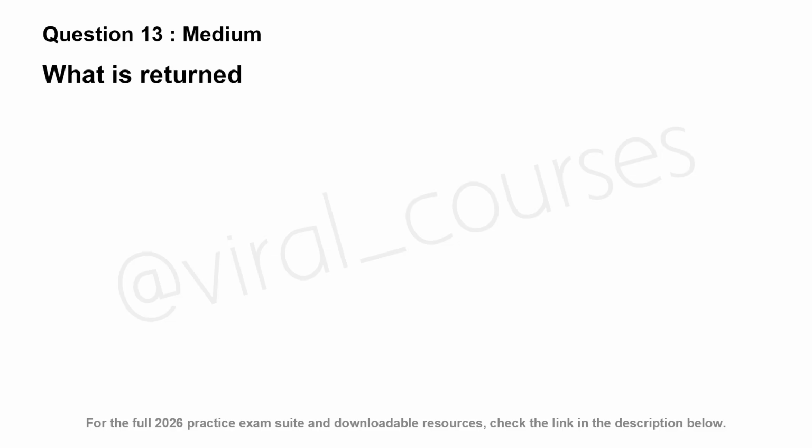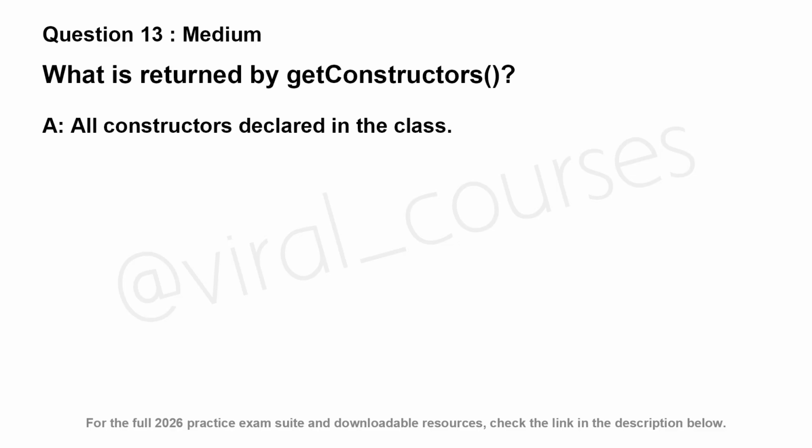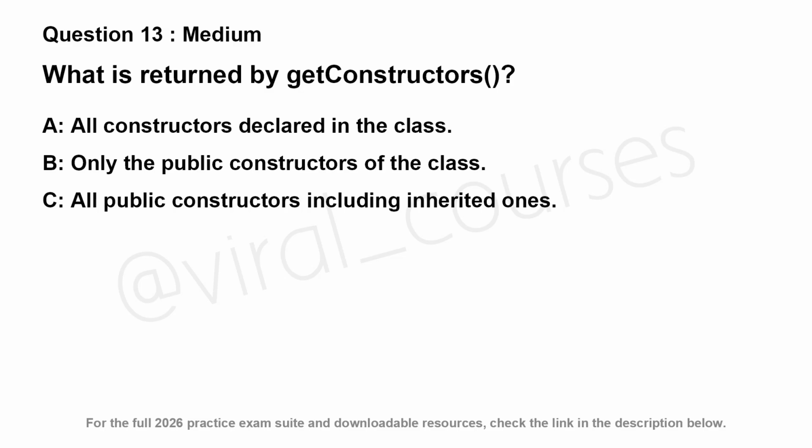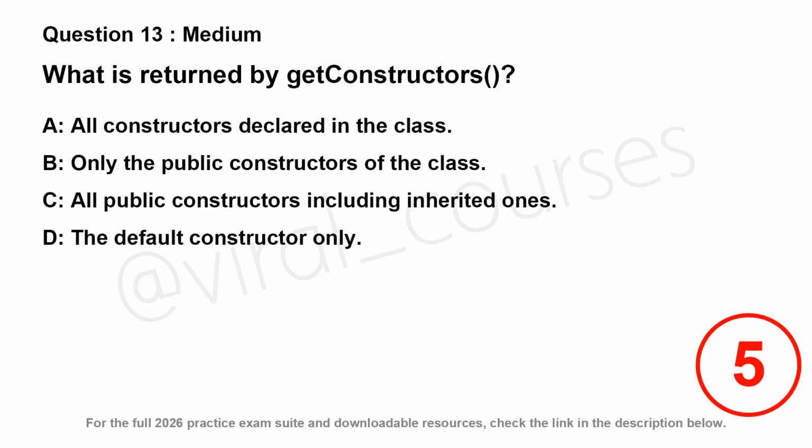What is returned by getConstructors? Option A. All constructors declared in the class. Option B. Only the public constructors of the class. Option C. All public constructors including inherited ones. Option D. The default constructor only.